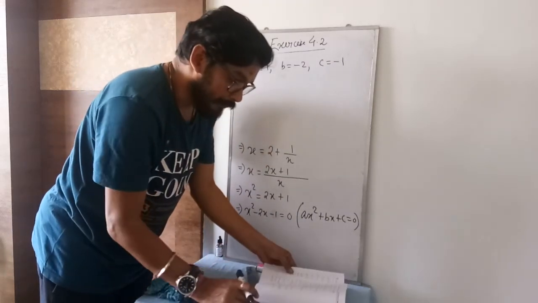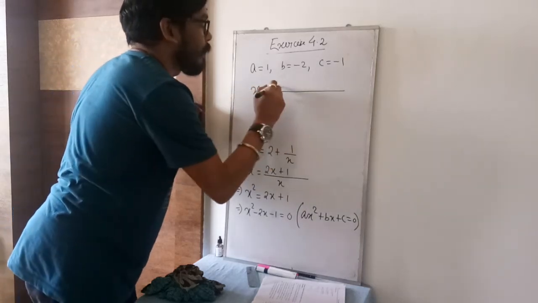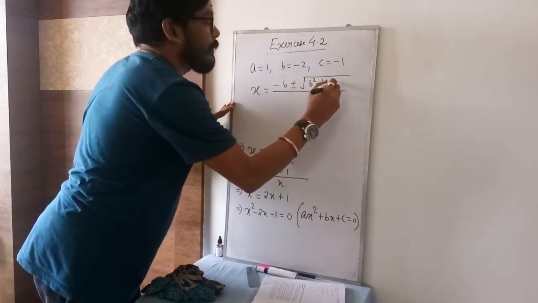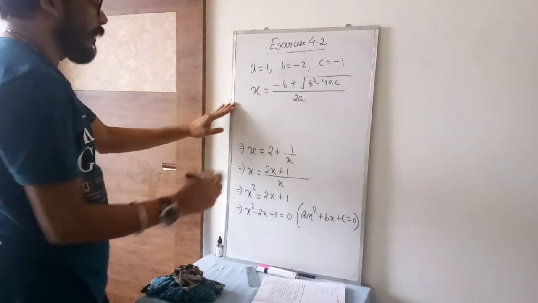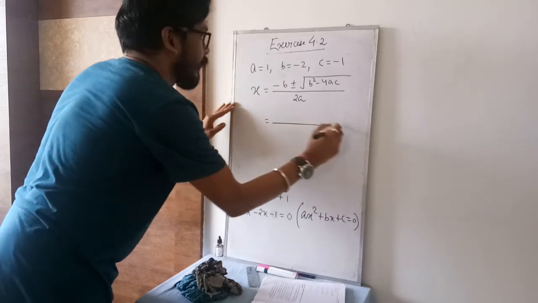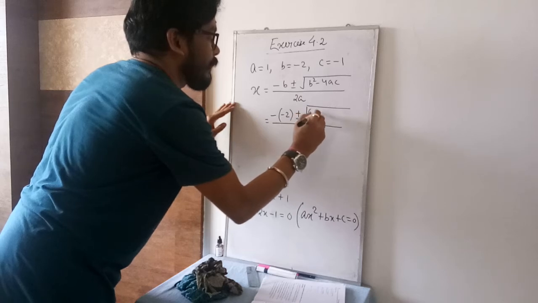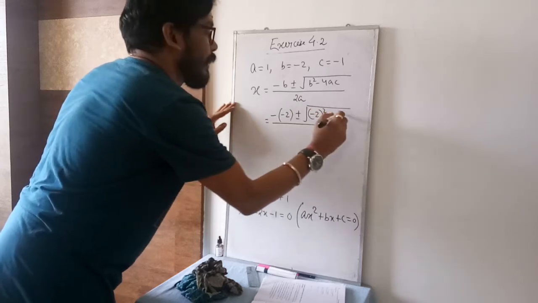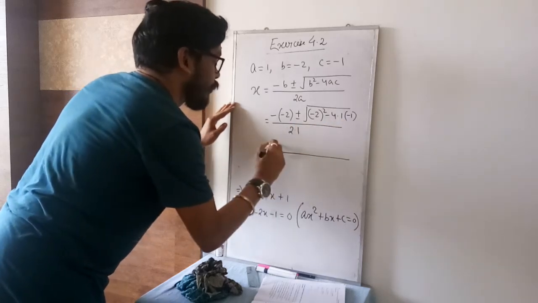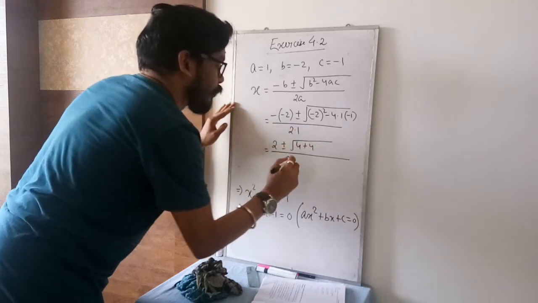Okay. So I will find out the value of x. What is the quadratic formula? x equals minus b plus minus square root of b square minus 4ac, by 2a. So I will put the values here. Here b is minus 2, plus minus square root of minus 2 whole square, minus 4 into a, which is 1, and c is minus 1, and now it is 2 into 1. So here you got 2 plus minus square root of 4 plus 4.